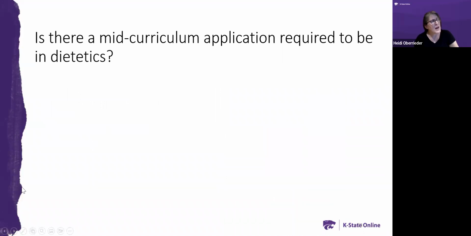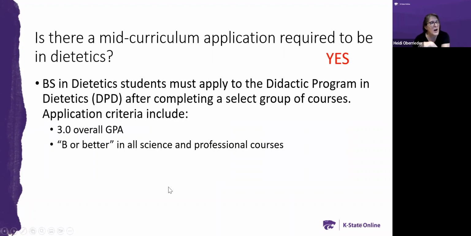Is there a mid-curriculum application required in dietetics? Meaning you get admitted to K-State, you take some dietetics courses, the sciences, and then you have to do another application, you're asking? Yes, you do, but let me explain why. We do that to prepare you for applying to internships. So by going through this mid-curriculum application step, you're testing out your ability to get accepted into an internship.